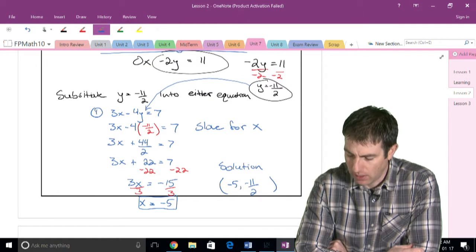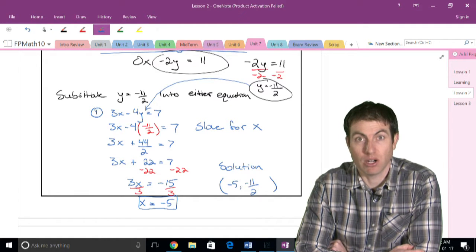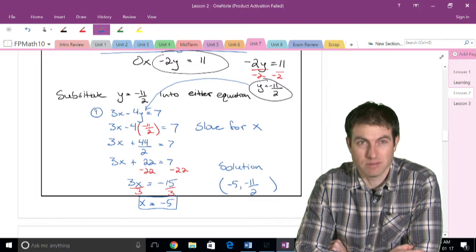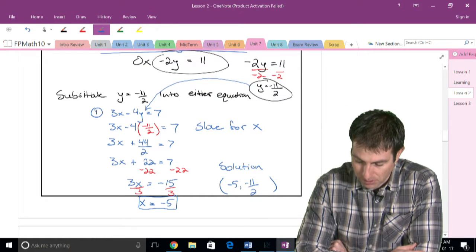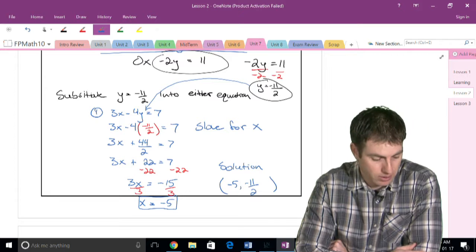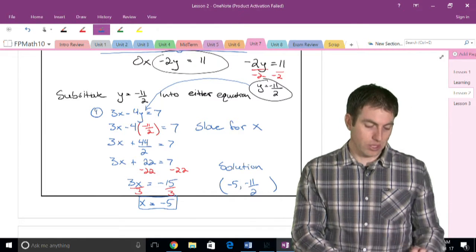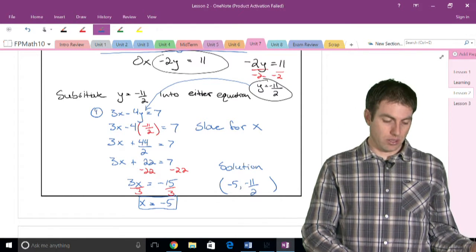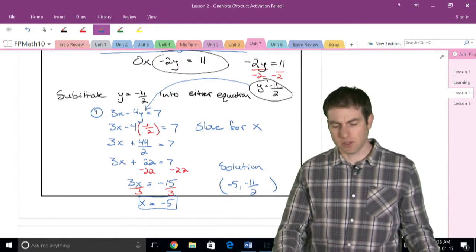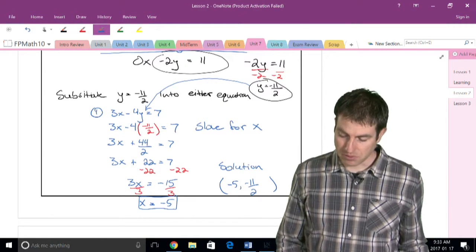You can see that 11 over 2 would be hard to find on a graph. What's that going to be? Like 5.5. Might be tricky to find that on a graph. So maybe elimination would be the best method here. Those are kind of the three scenarios you can run into in terms of solving systems of equations.